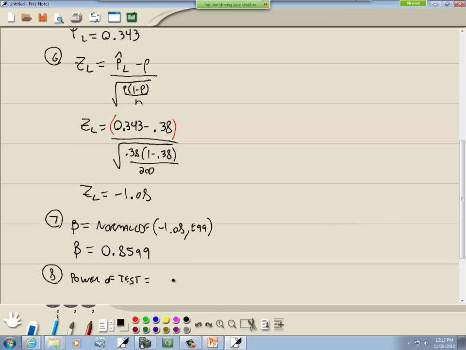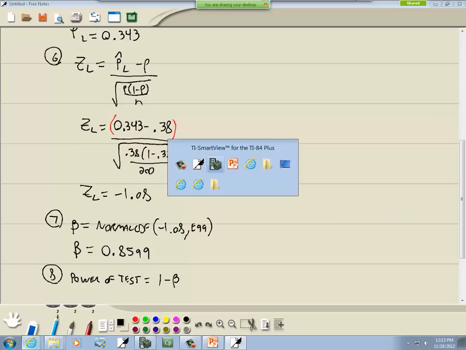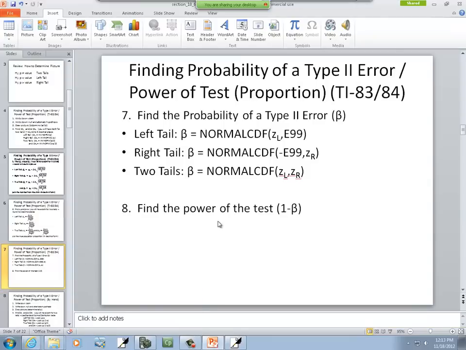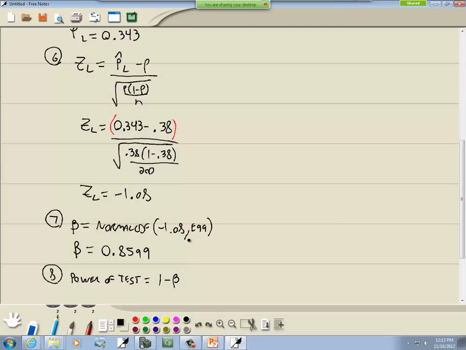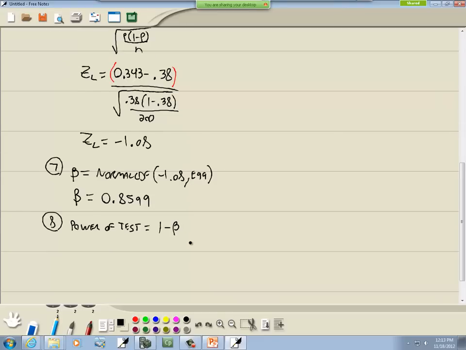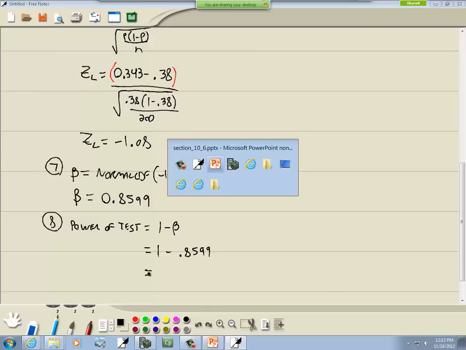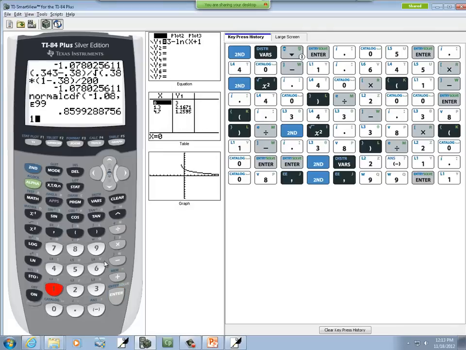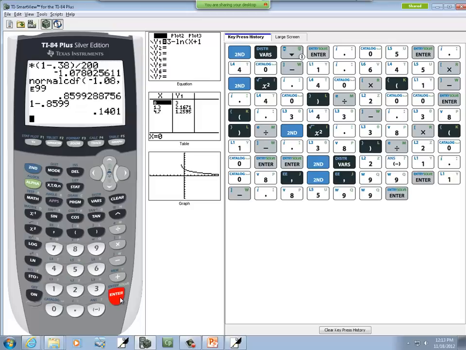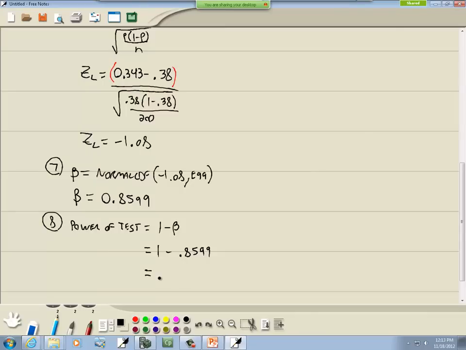Now the power of the test is 1 minus beta. That's step 8. Find power of the test. So I'm going to have 1 minus 0.8599. I'm not very good at decimals. Let me go plug that in the calculator. 1 minus 0.8599. And we get 0.1401. So this would be the probability of a type 2 error. This is our power of the test.